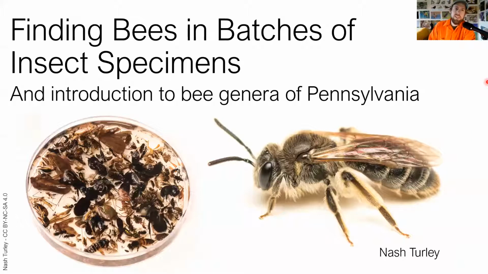Hello, I want to teach you today about finding bees in batches of insect specimens. So if we go out and collect a whole bunch of bugs, it looks like this. And because we're doing bee biodiversity research, we want to just be able to pick out the bees. Seems easy, but it can be kind of tricky. And so in the process of doing that, I'm going to go over an introduction of all of the bee genera found in Pennsylvania so we know what they look like.